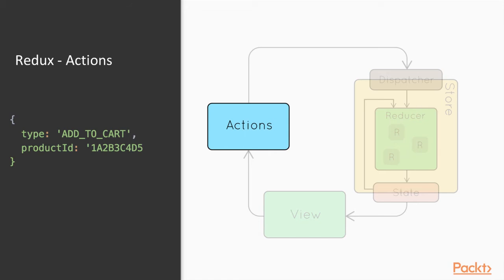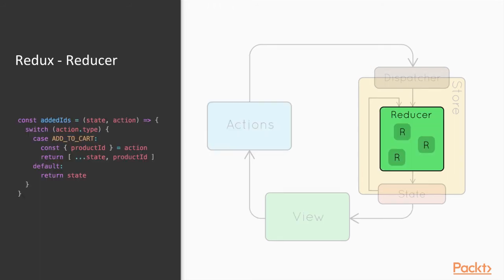Other than the type attribute, the structure of an action object is really up to the app. In this example, the action is passed the ID of the product that is to be added to the cart. The reducer specifies how the application state changes in response to the action. A reducer is a pure function that takes the previous state and an action and returns the next state.